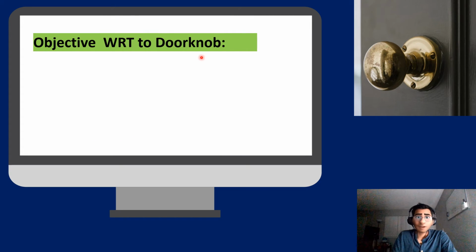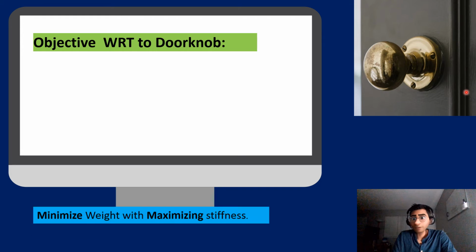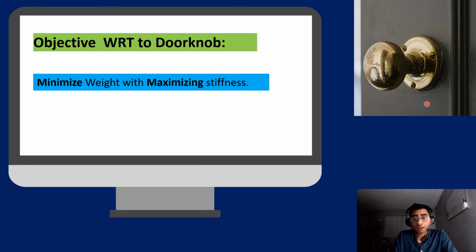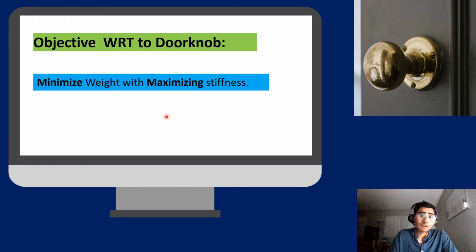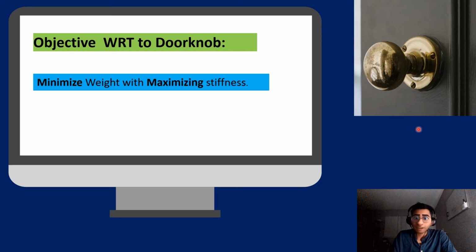Second is to define the objective. Earlier we were just maximizing the stiffness of this doorknob, but usually it's coupled. So in this case, I've said let's minimize the weight while maximizing the stiffness. You can find this in any textbook. Normally it's very easy to derive those kinds of functions. You just simplify it to the lowest possible level.